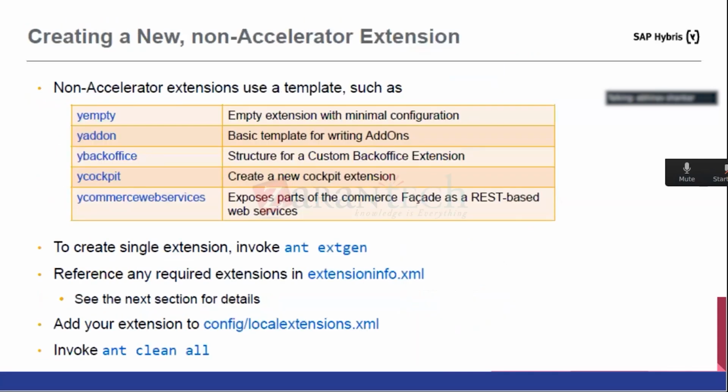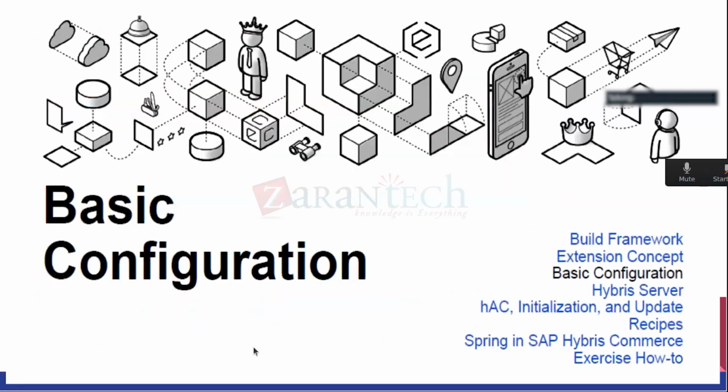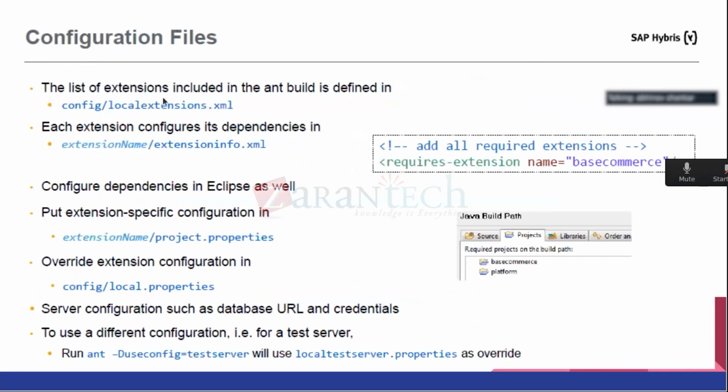Now we'll move forward. We have discussed the YMT add-ons and ext-gen. These are the commands: extensioninfo, localextensions.xml, and ant clean all. Here we put all the extension names in localextensions.xml, extensioninfo keeps the dependencies, and project.properties maintains all the URLs. In local.properties we maintain the database connection, username, password, and connections with third-party systems. We will go through all these files in the practical sessions, how to enter data and everything. Those sessions will be very important for you, and you can ask me about any line of code. I'm going to explain it to you.